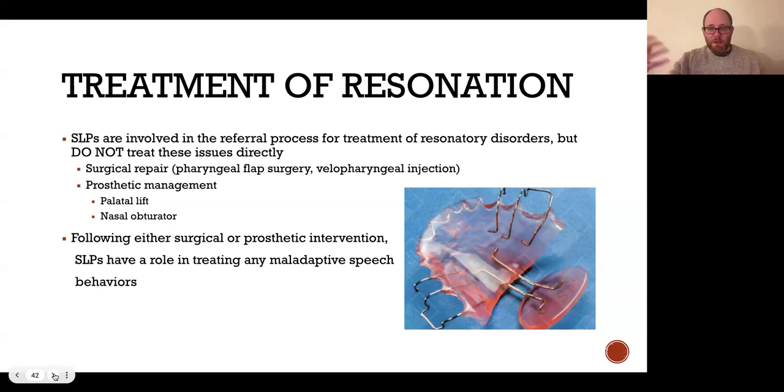What we as SLPs can do is work on any maladaptive speech behaviors that were caused by the resonance issue. So if someone is really, really hypernasal and they are straining to try and get their velum up, they might end up with vocal issues. They might have just kind of learned to speak that way. So in this example, we're going to work on releasing their vocal fold tension, or allowing them to speak without these maladaptive behaviors that they've developed.